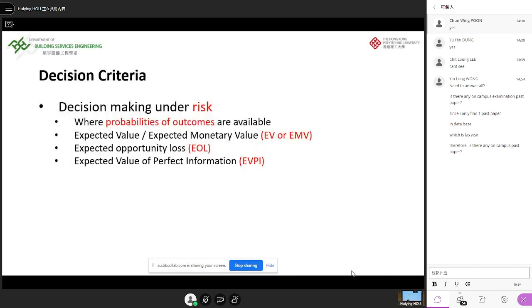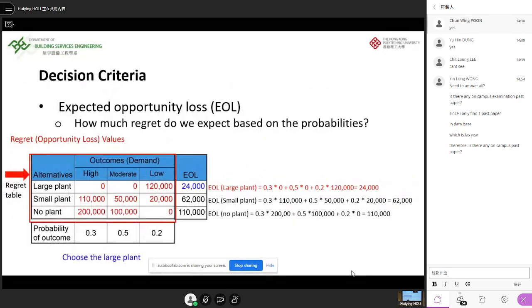And next is decision making under risk. For this part, you need to know how to calculate EMV, EOL, and EVPI. EMV, expected monetary value, is very straightforward. You might have some information on the probability of each payoff. With the percentage or probability, you can calculate the expected monetary value for each alternative. So it's very easy to calculate EMV, but EOL is slightly tricky.